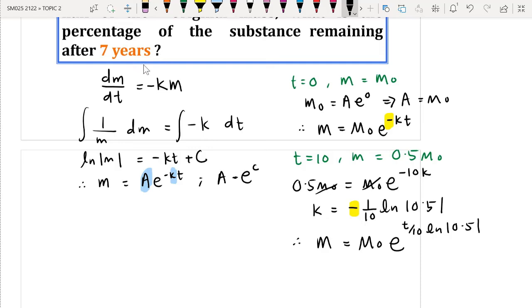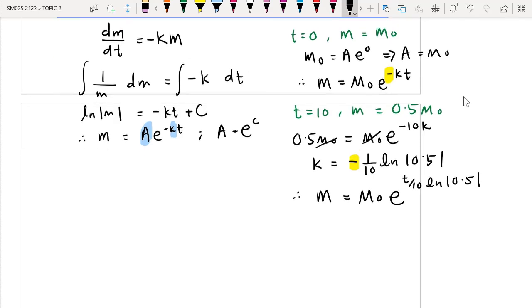Okay, now we may answer the question. We have to find the percentage. Remember, highlight the word percentage. So what is the percentage of the mass after 7 years, meaning when our t is 7. So straight away, just substitute 7 into the equation. So M now here would be M0 e to the power of 7 over 10 ln of 0.5.